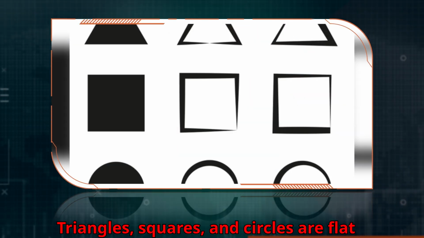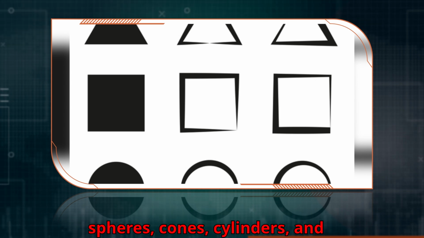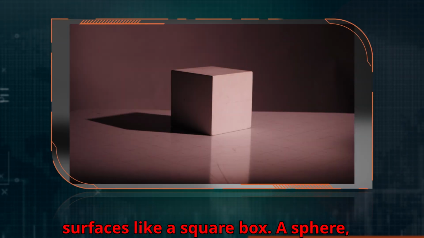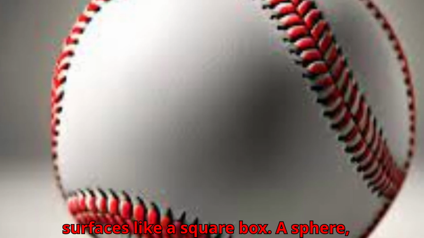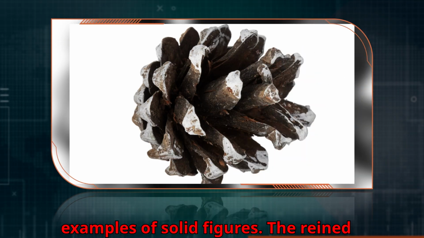Triangles, squares, and circles are flat shapes. Solid figures include cubes, spheres, cones, cylinders, and pyramids. A cube has flat surfaces like a square box. A sphere, such as a baseball, has a curved surface. Cones, cylinders, and pyramids are other examples of solid figures.